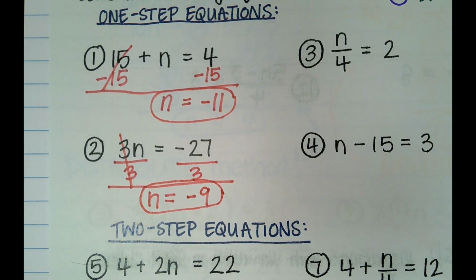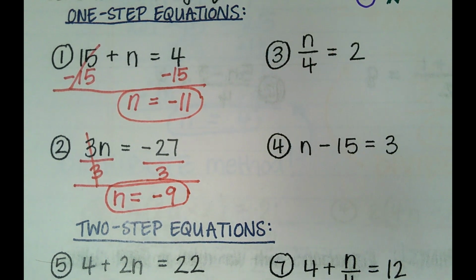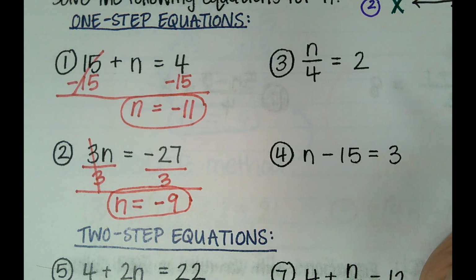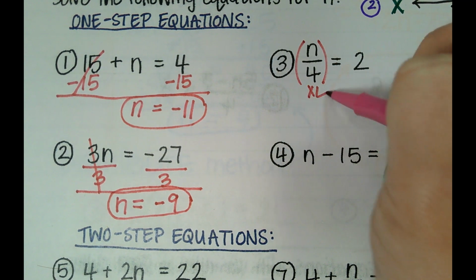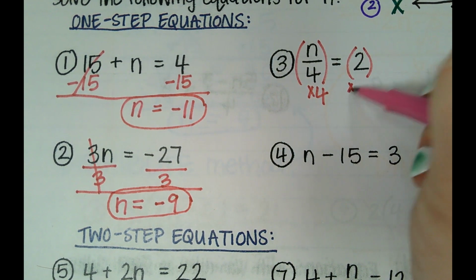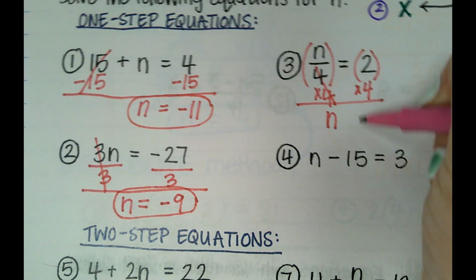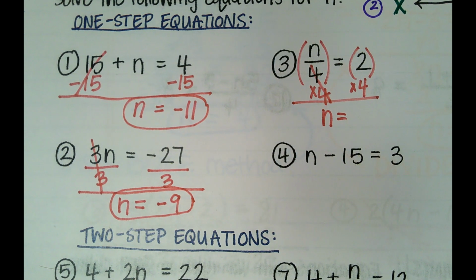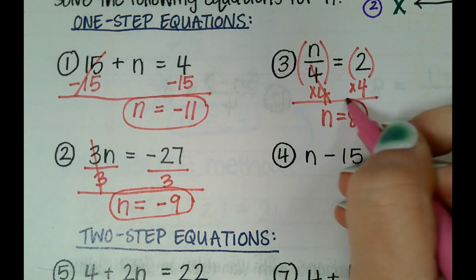You ready for 3? Okay, number 3, n divided by 4 equals 2. What do I do? Times 4 on both sides. Cancel the 4's. Drop the n. Equals 8. Perfect. 2 times 4 is 8.